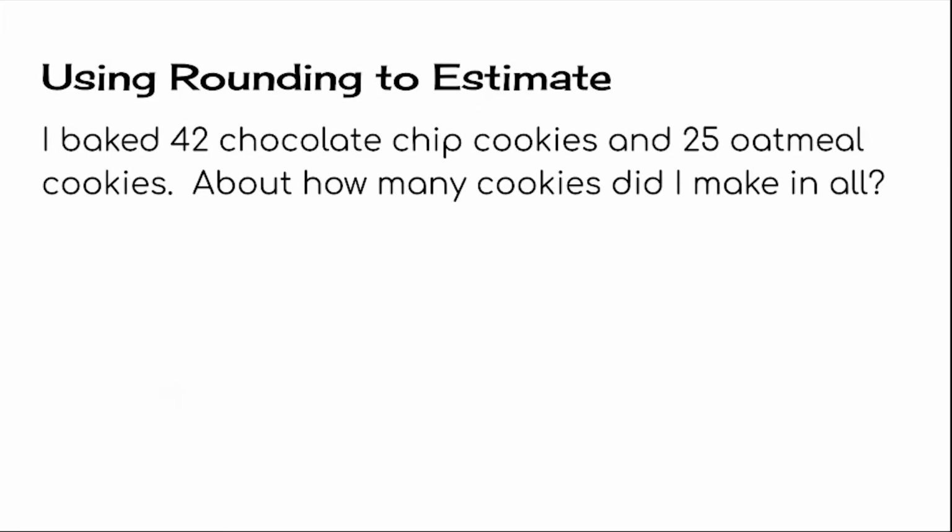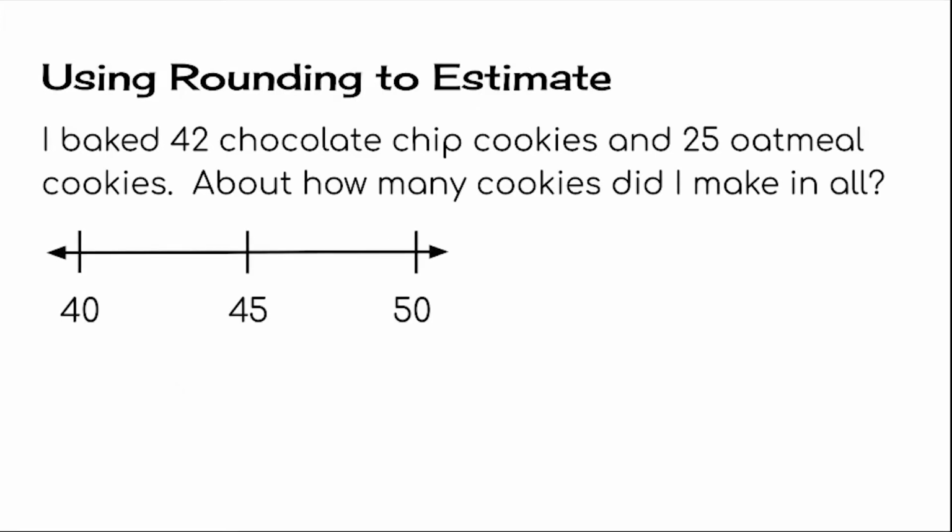I baked 42 chocolate chip cookies and 25 oatmeal cookies. About how many cookies did I make in all? Well, about is another great word for rounding. I'm going to round 42 to the nearest 10 first. It's between 40 and 50. What does 42 round to? That's right, it rounds to 40.